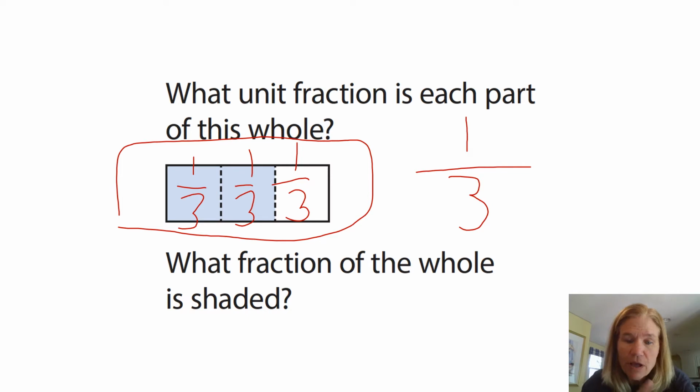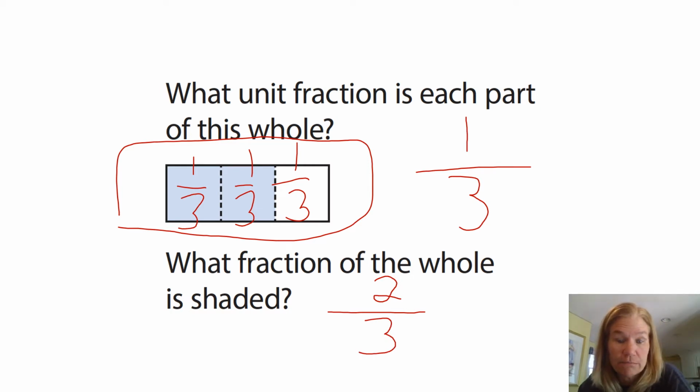So what fraction of the whole is shaded? How many pieces of that whole is shaded? Give me a second to think about it on your own. And if I'm looking at this, I'm going to say there's 1, 2 blue pieces. So I know I'm talking about 2. That's the number being described. And then my denominator, there were 3 pieces in all. So what fraction of the whole is shaded? 2/3, or 2 out of 3 pieces.